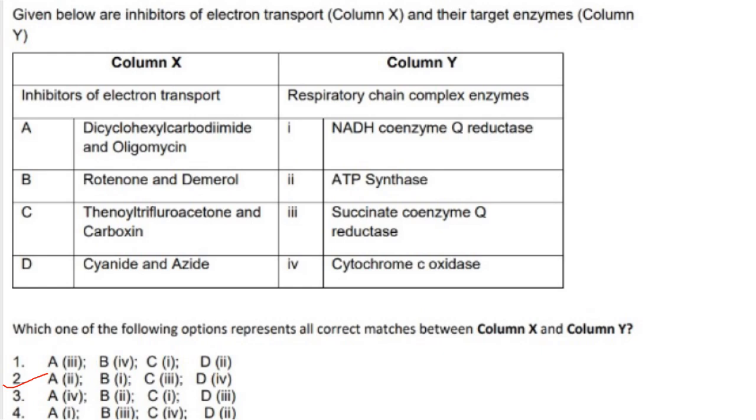Then B1. Rotenone and amytal, NADH coenzyme Q reductase. Thenoyltrifluoroacetone and carboxin, that is succinate coenzyme Q reductase. And cyanide and azide for cytochrome C oxidase. So the answer here is option 2.